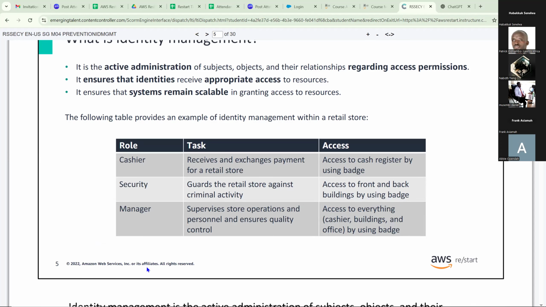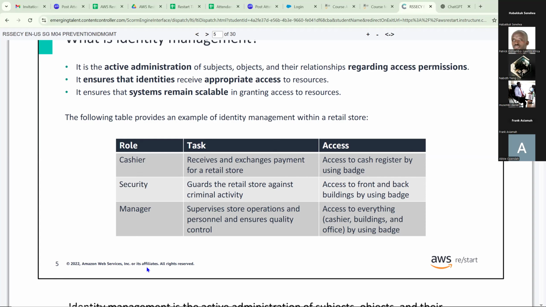Yeah, so here we've been given a retail store. We have a role column, a task column, and an access column. We have three roles: the cashier, the security, and the manager. The task for the cashier is to receive and exchange payment for a retail store. Their access is to the cash register by using their badge. So they can use their badge and access the cash register.